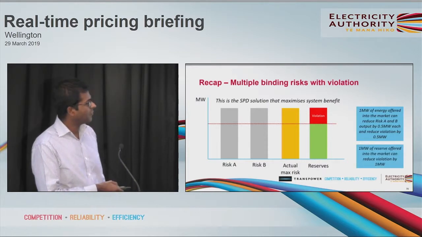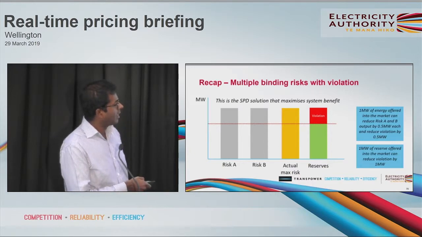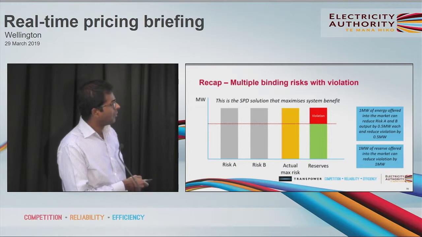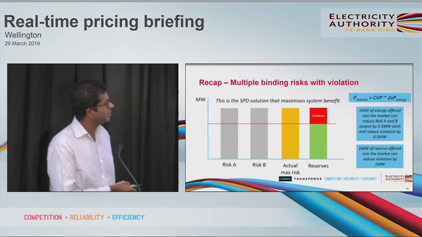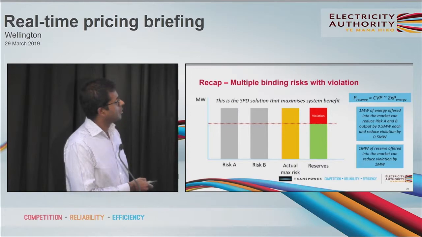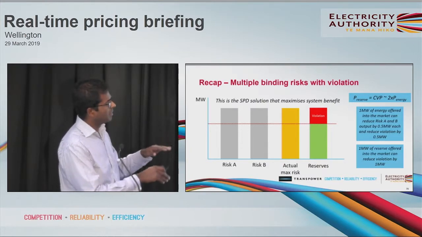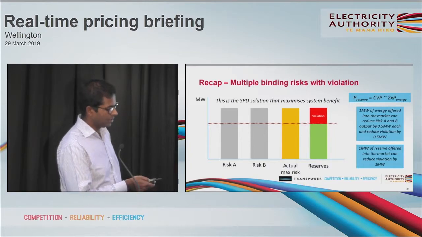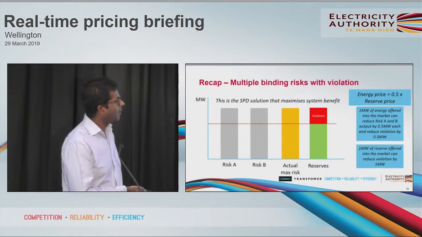But now, 1 megawatt of reserve, how much is that worth? If you give me 1 megawatt of reserves, I can basically increase my cleared reserves by 1 megawatt and reduce the violation by 1. So I've got a situation here where 1 megawatt of reserve is worth twice the value of energy. So when these situations happen, we get the reserve price being multiples of the energy price under the status quo. Right.